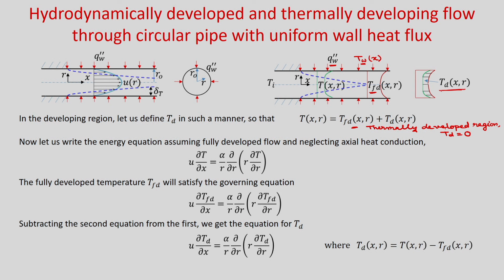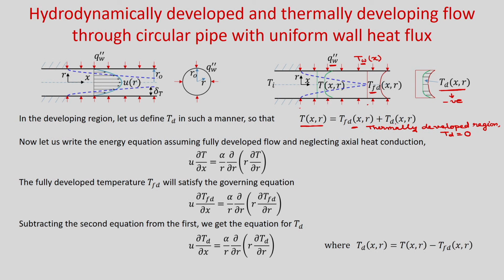So, you can see this is actually negative, okay. But we are considering T, which is your temperature profile at any region, whether it is the thermally developing region or the thermally fully developed region, equal to TFD plus Td. So, you can see that your Td will be maximum at x equal to 0, then it will start decreasing. Once it becomes the thermally fully developed region, then your Td will become 0. So, from a high negative value to 0, it will vary in the developing region.